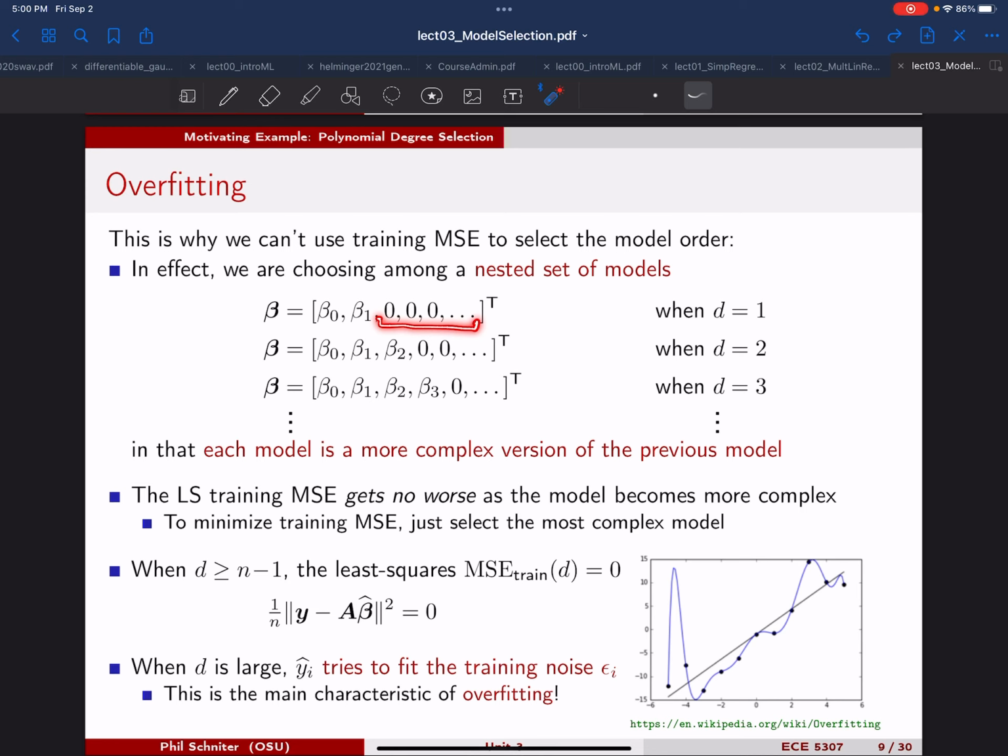And then when you increase the model order, it means this next one, you're not forcing to be 0. You're allowing it to have more freedom. And then the next time, you're allowing this next one. So you have more and more freedom every time. The model is more and more capable. And so there's no way that it could do worse.